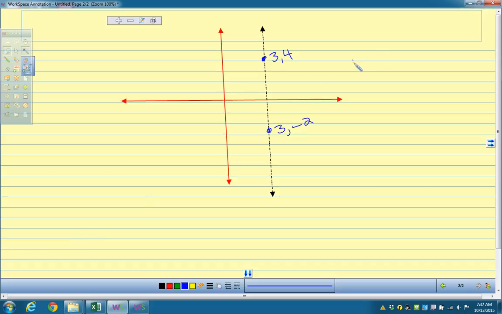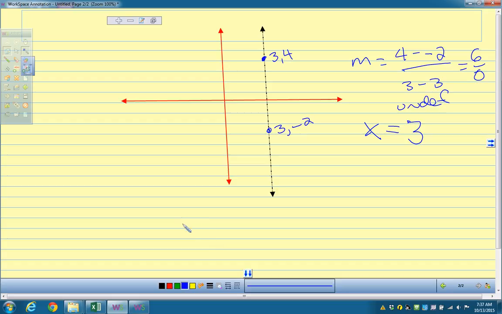What would be the slope? Well, the slope would be undefined, right? Because it's 4 minus -2 divided by 3 minus 3, which is 6 over 0, which means the slope is undefined, meaning it's infinitely steep, right? But no matter where I go, what is the x-coordinate equal to? X equals 3. So that's just the equation of that line. No matter where I go on this line, x is always equal to 3. It doesn't matter what y is equal to, x is always equal to 3.